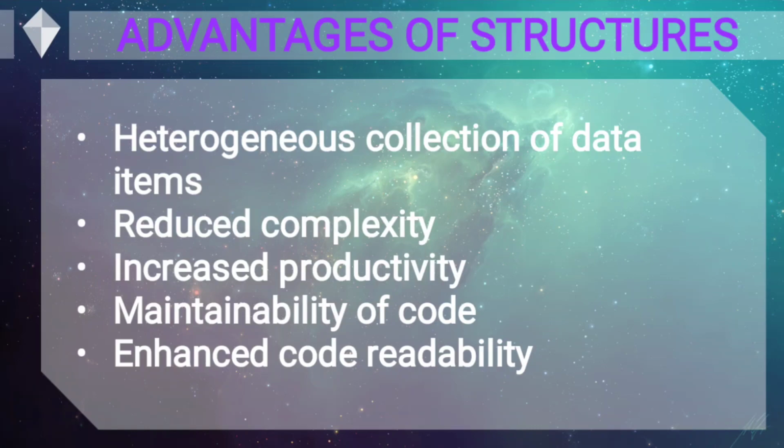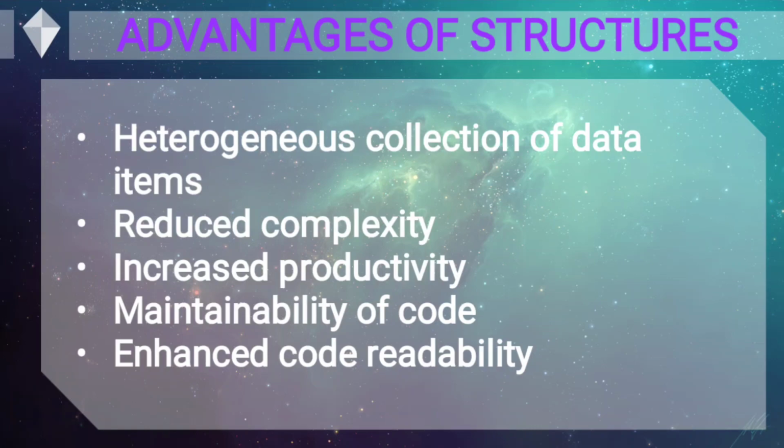Advantages of structures: heterogeneous collection of data items, and they reduce complexity. Okay, what is meant by heterogeneous? It simply means a different collection of data items. Data items means values, I told you, right? You can store numbers, you can store alphabets. If it comes to alphabets, what will be the data type? Char. If it comes to numbers, what will be the data type? Int. So we can store numbers, alphabets or special symbols, different types of data items. That's the advantage of a structure.